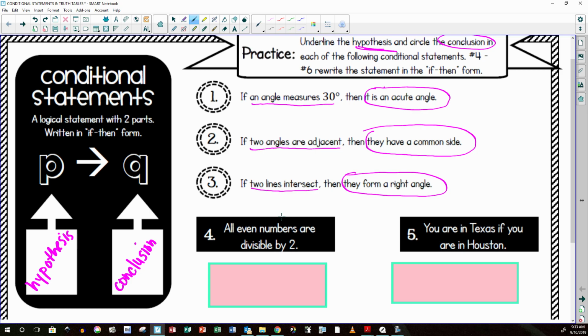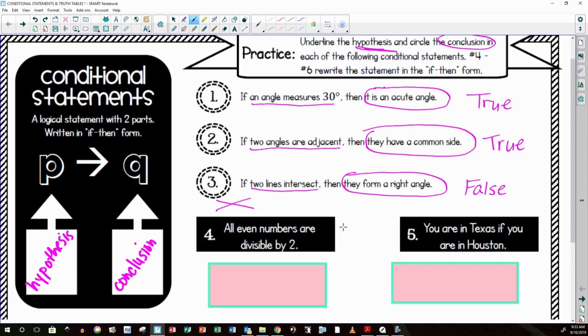Now, think about this for just a second. Are all of these true? Or when you read one, did you go, that's not right? If an angle is 30 degrees, then it's acute. True or false? Well, that would be true. If two angles are adjacent, they have a common side. That would be true also. We did that yesterday. If two lines intersect, they form a right angle. That is false. Not all lines are perpendicular. Some of them just cross like this.